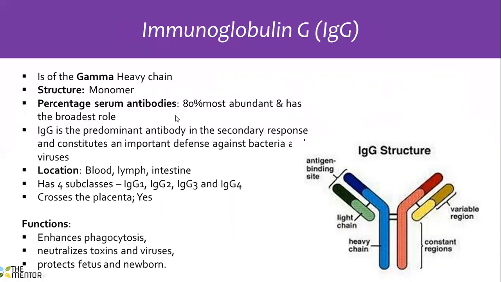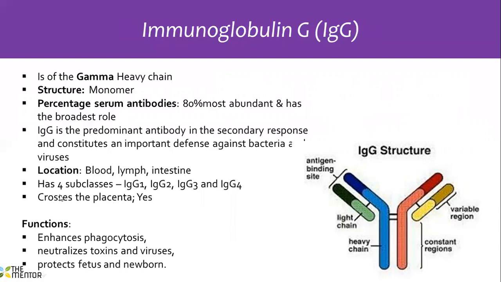The percentage of serum antibody: IgG is 80%, the most abundant type of immunoglobulin in our serum, and obviously it has the biggest role. That's an important fact that we have to know. Because of this, it's the predominant antibody in the secondary response, and constitutes an important defense against bacteria and viruses also. It's found in blood, in lymph, in the intestines.